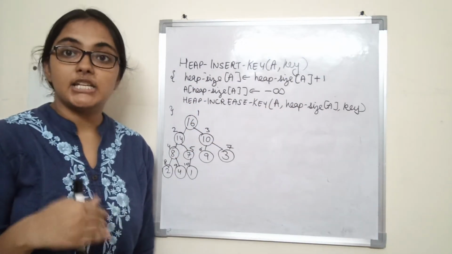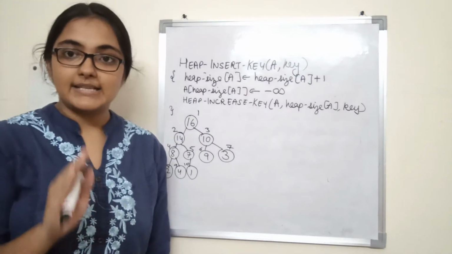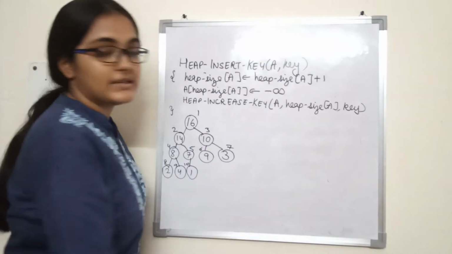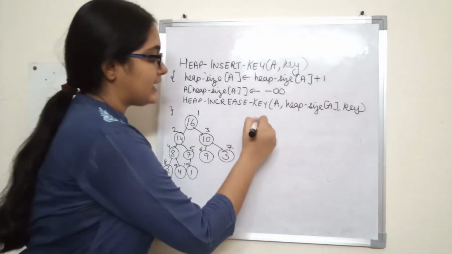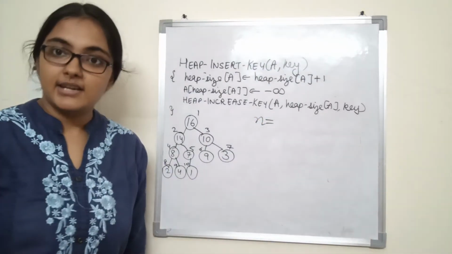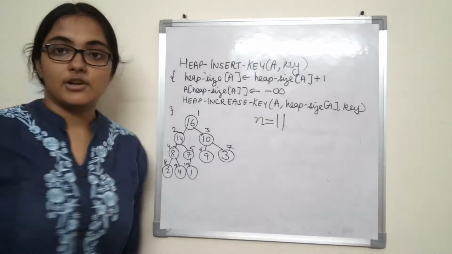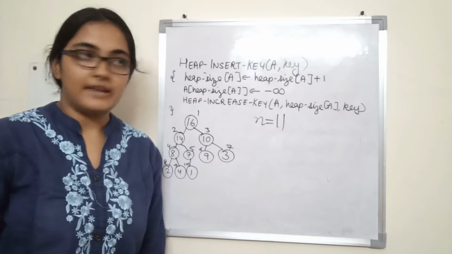Because we are inserting a new element, the heap size has to be incremented. What is the heap size earlier? 10. So heap size will increment to 11. Let us say n denotes the heap size. For simplicity, now we increment the heap size. Now heap size has become 11.